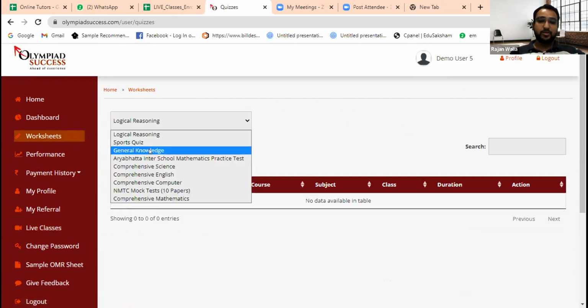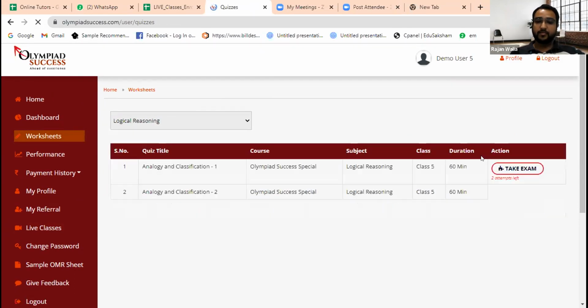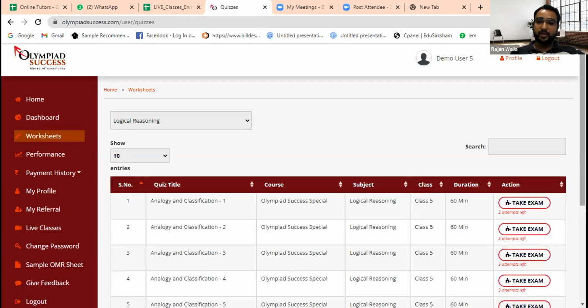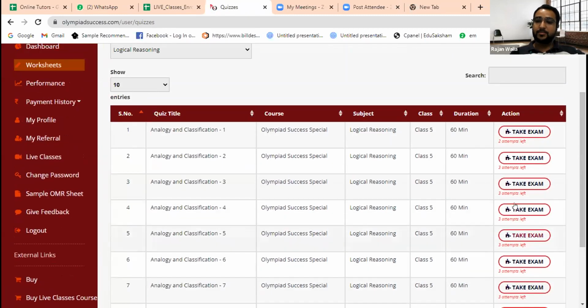You just need to choose your subject, that is logical reasoning. So these are the topic-wise worksheets. Okay. You can attempt each and every worksheet 3 times. Just click on take exam. And here all worksheets are in the form of an exam so that you can get the experience.